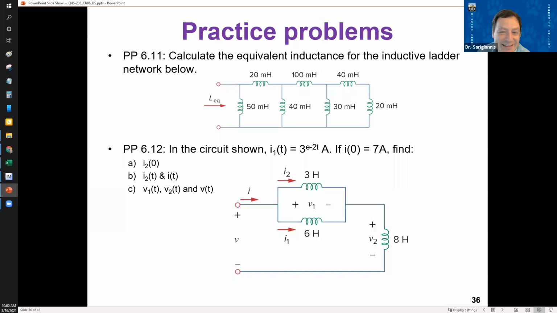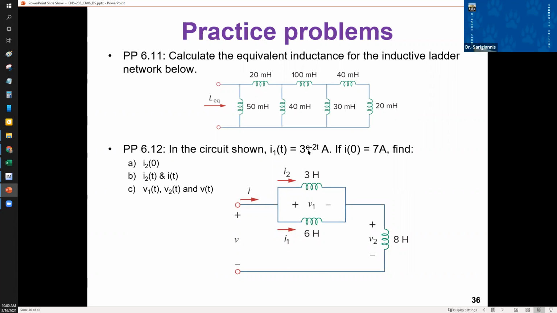All right. The next one requires some analysis, for the circuit to the right. Now we're given some transients here. So we've got to go back and use our knowledge of how these things change with time. And this is all inductors. So nothing crazy yet.